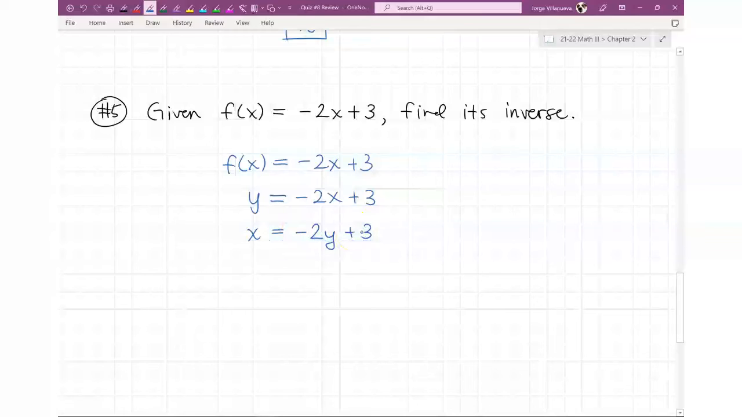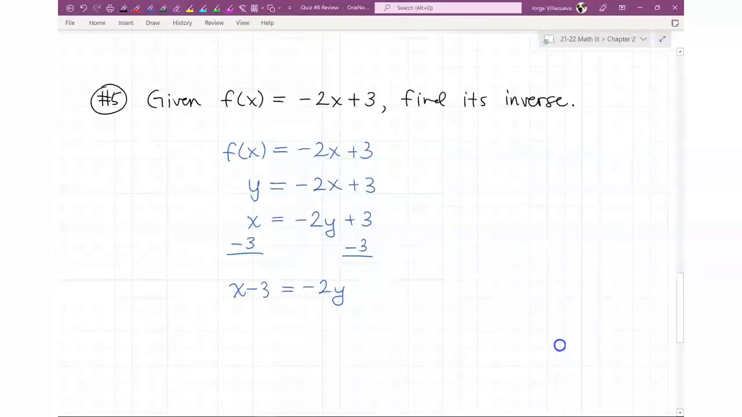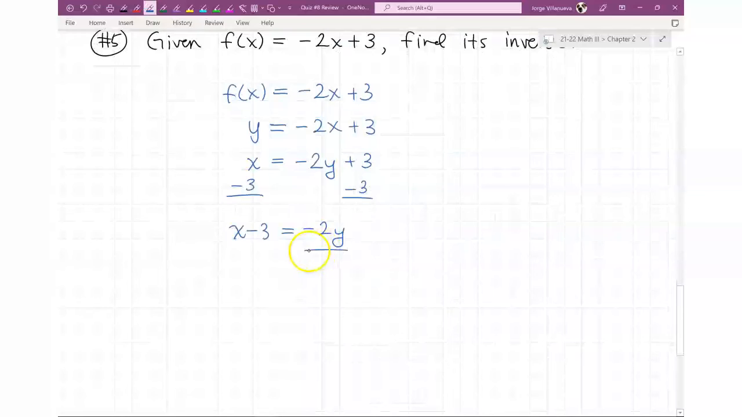And then, like you said, Anthony, now we solve for y. That's the third step. Okay? So let's go ahead and do that. We'll subtract 3 on both sides. So we get x minus 3 equals negative 2y. And we still don't have y by itself, so we have to get rid of that negative 2 in front of it. So let's divide it by negative 2. So here's my answer. Well, almost.